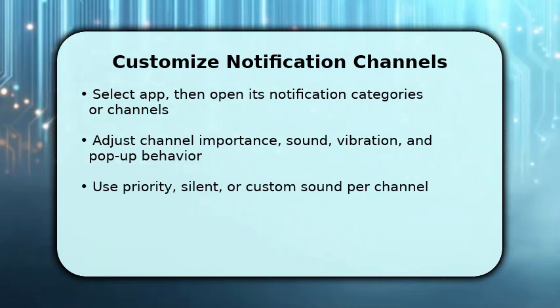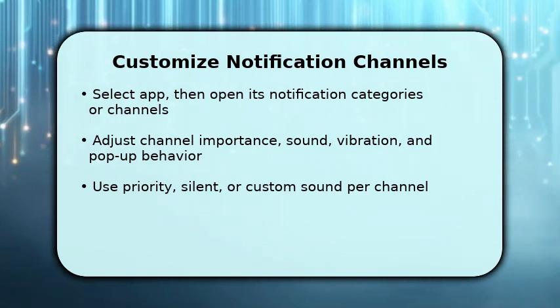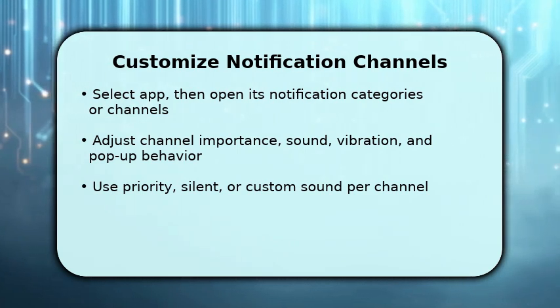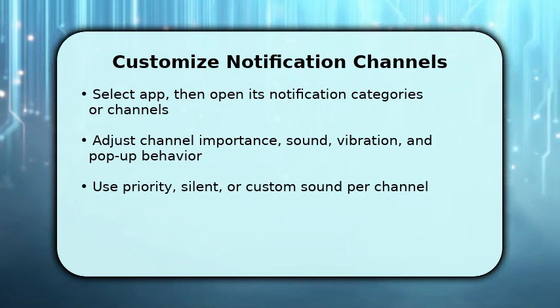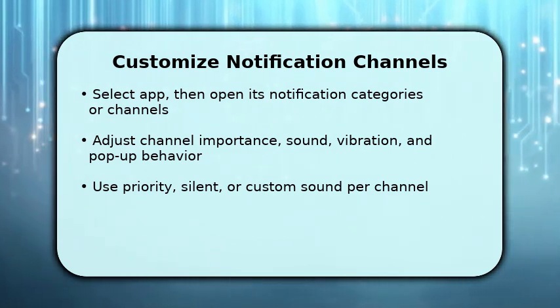You will see importance levels like urgent, high, medium, or low. Choose one to control visibility and interruption. Then, change sound, vibration pattern, and whether it shows on lock screen or as a pop-up. If available, add a custom sound file or toggle notification dots.